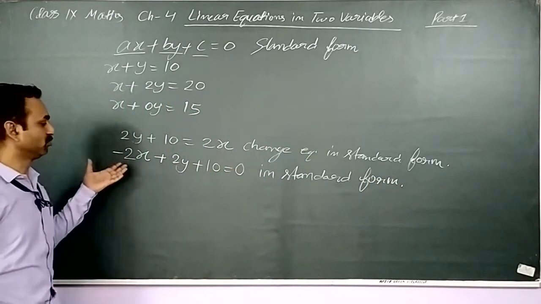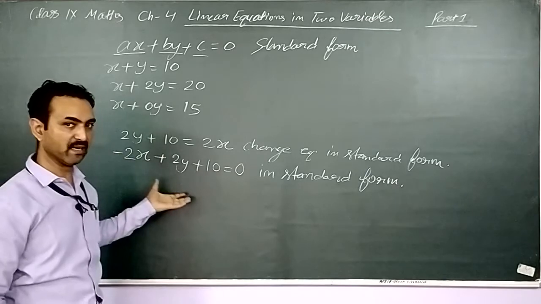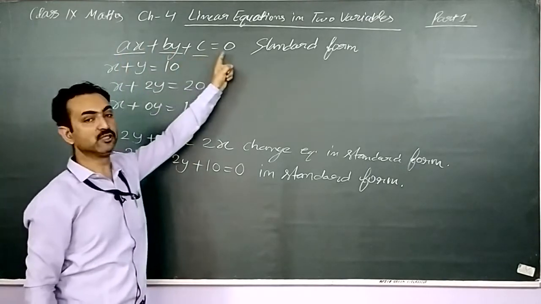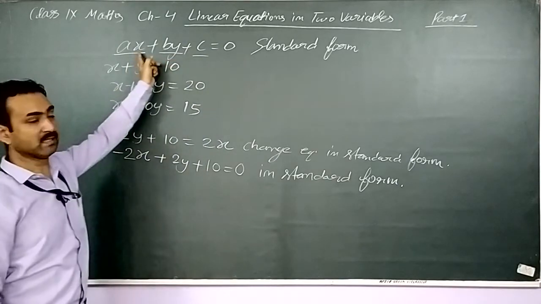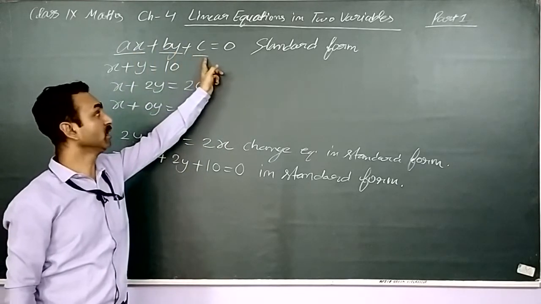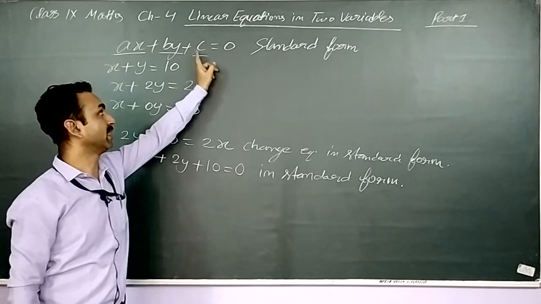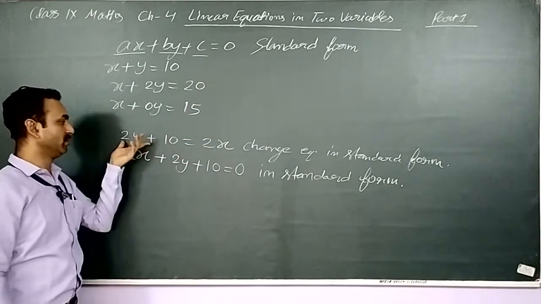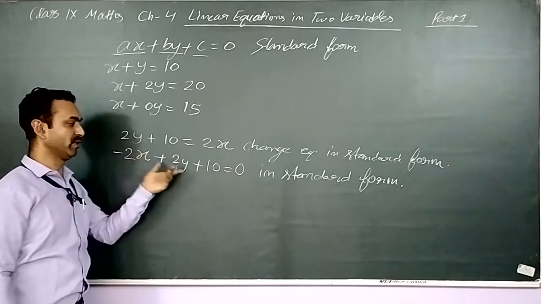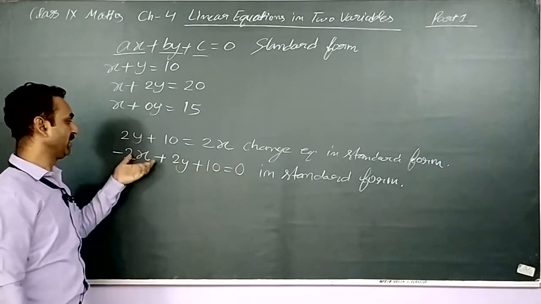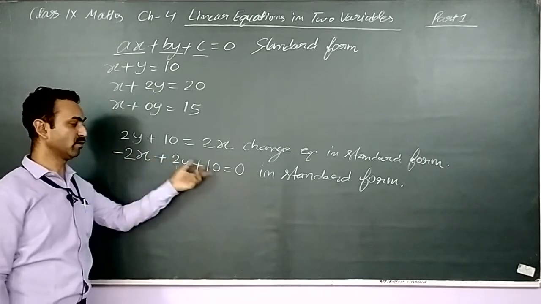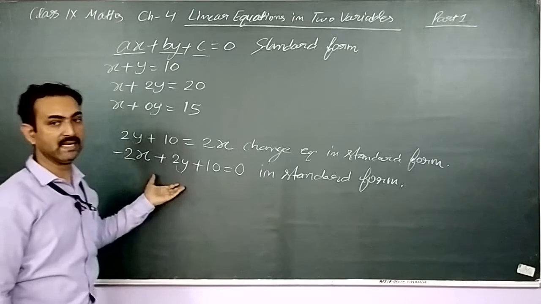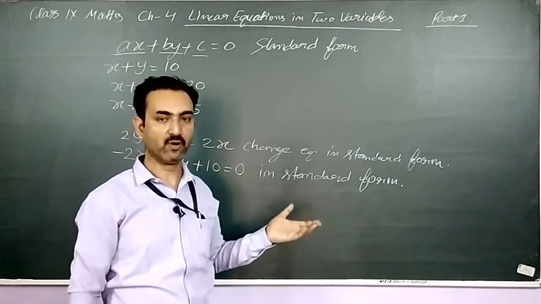So we have understood how to change the linear equation in standard form. First of all, you have to remember this formula: ax plus by plus c is equals to 0. First x term, then y term, then constant number. Constant number should be this side, LHS side, and equals to 0. So you can see there the question, and we have changed this equation in the standard form by writing first x term, then y term, then constant term, and then equals to 0.